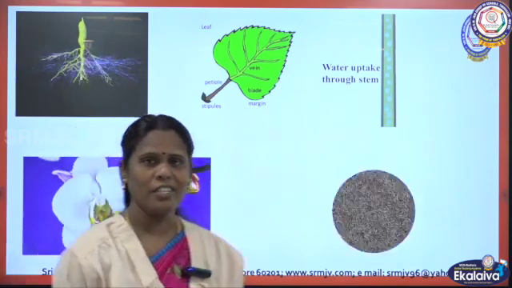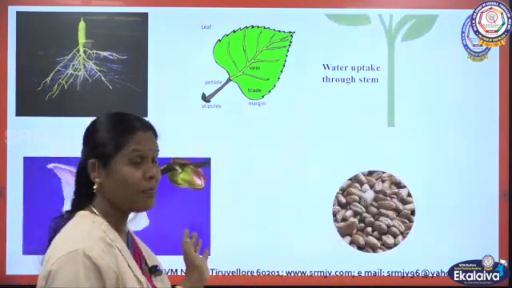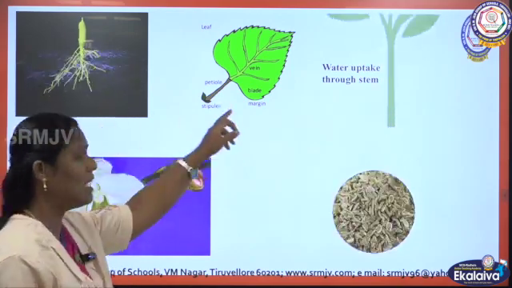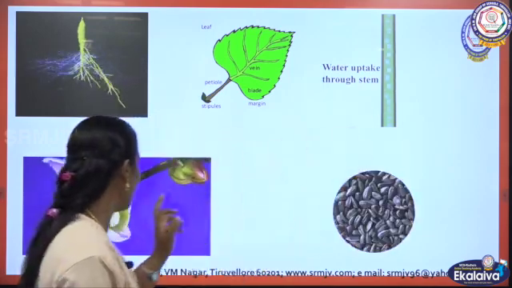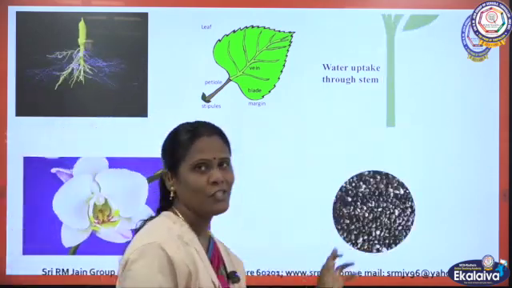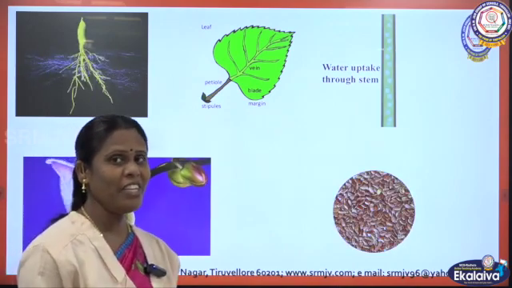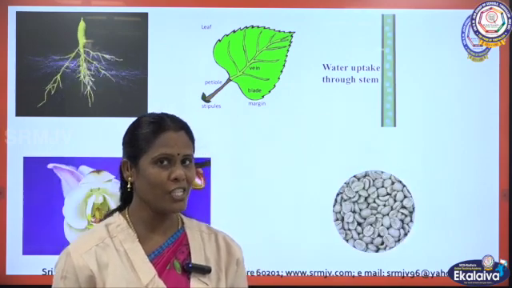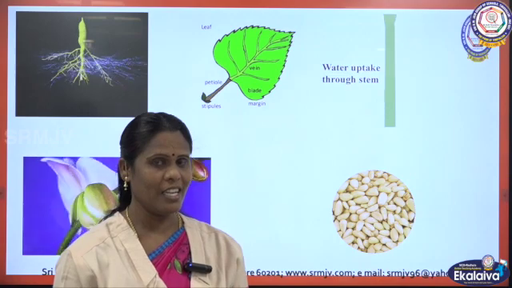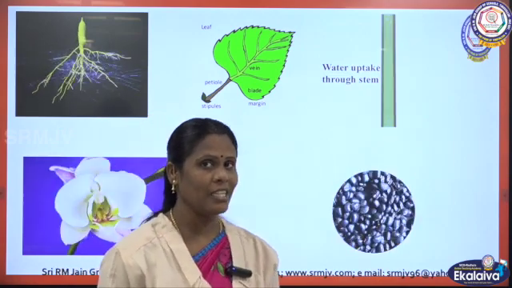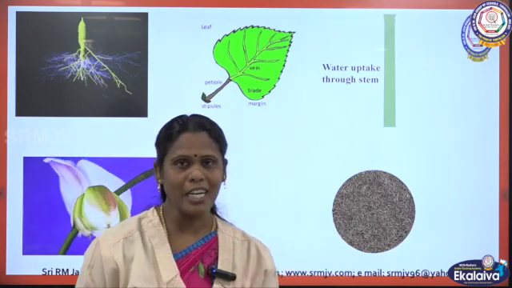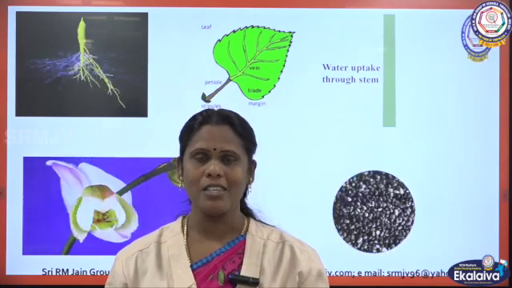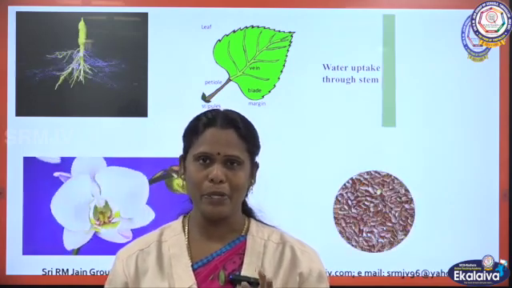Look at the pictures, children. Can you name them? Root, leaf, stem, flower and seeds. When we study living organisms, they are made up of cells, right? Like that, today we are going to learn about plants and the structure of the plant.